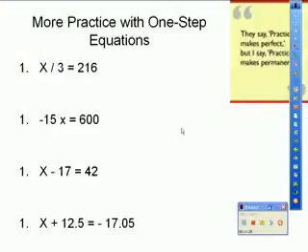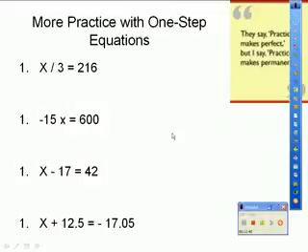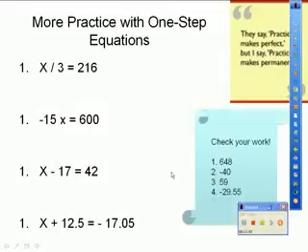Go ahead and press pause on your video screen and take a few moments to complete these practice problems with One-Step Equations. Alright, and here are your answers. Check your work.